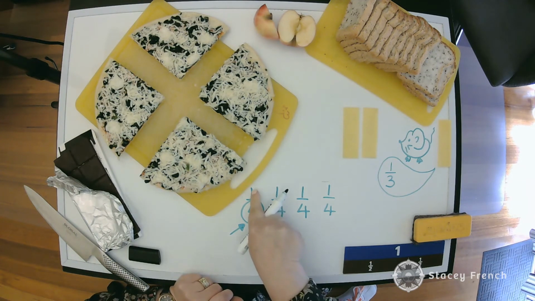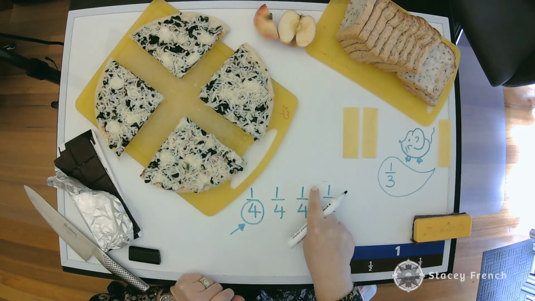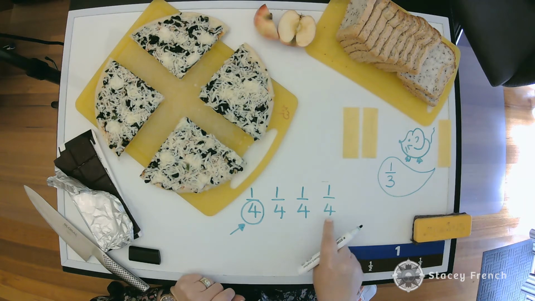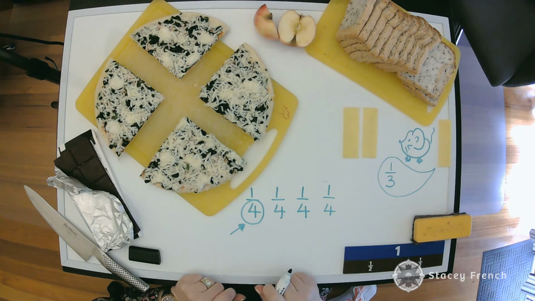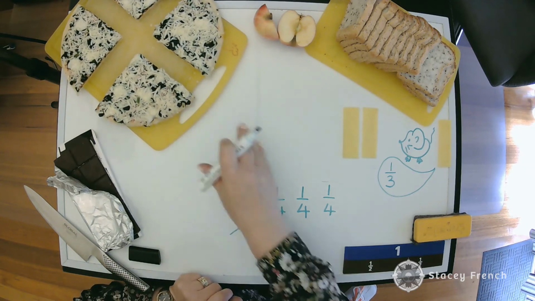My husband got 1 out of the 4. My daughter got 1 out of 4. My son got 1 out of 4. And I got 1 out of 4. We each got 1/4 of the pizza. Is that enough pizza? Probably not.